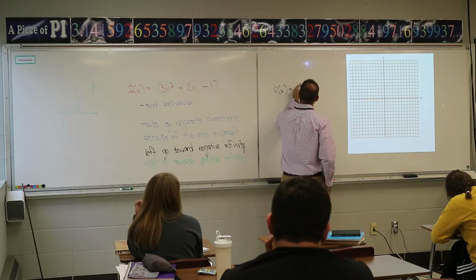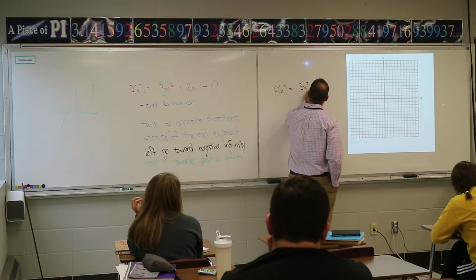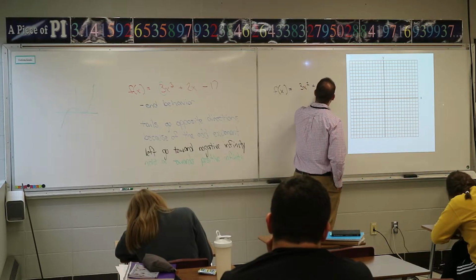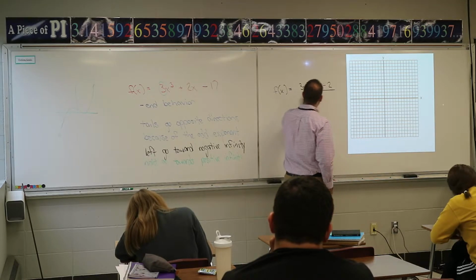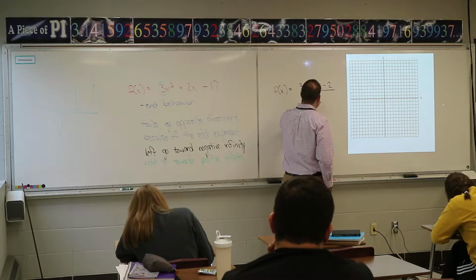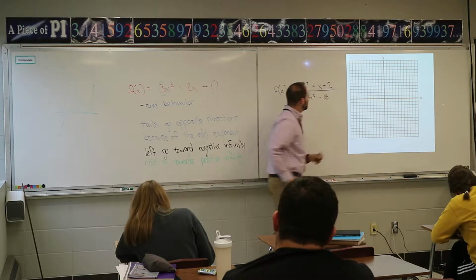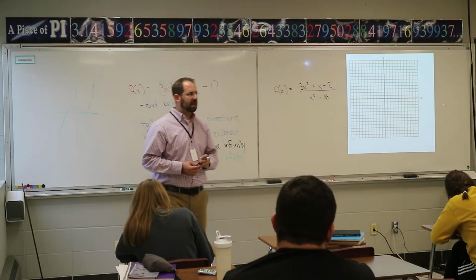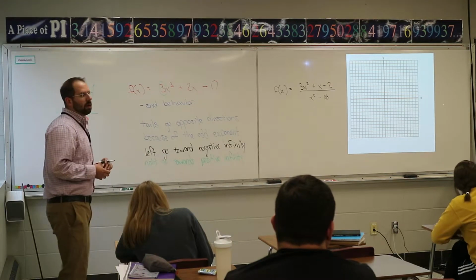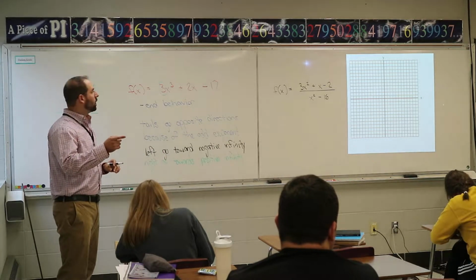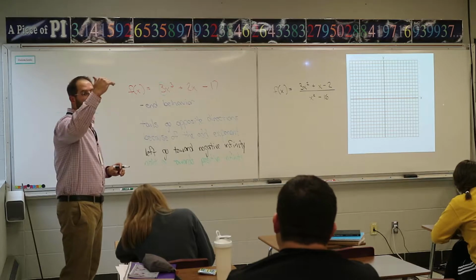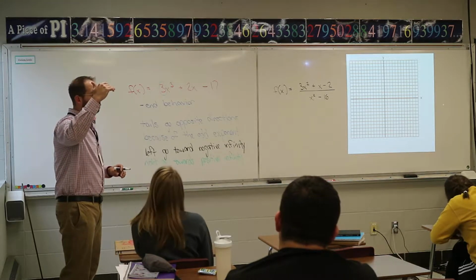Let's go with 3x squared plus x minus 2, and we're going to divide this by x squared minus 1. Actually, let's go x squared minus 6. Keep it kind of generic. I don't want things to cancel out. Difference of squares. Okay, we have a difference of squares on the bottom. What about the top?